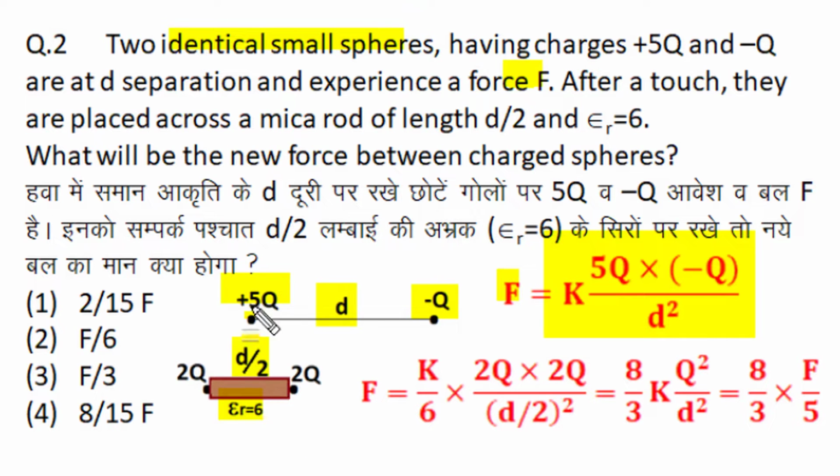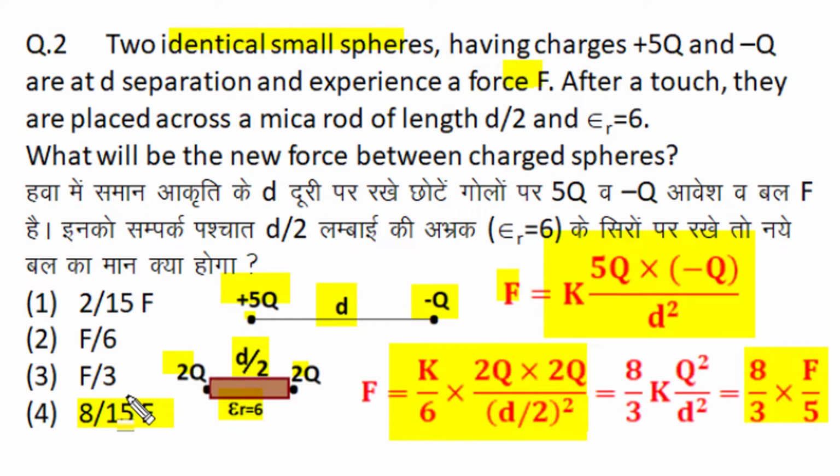So when the 2 identical shaped spheres are touched, the total charge, if we add plus 5q and minus q, becomes 4q, and it will be equally divided as 2q each. And 2q at d by 2 separation in a medium of dielectric constant 6 would have a force given by this yellow highlighted relation, and it is 8 by 3 kq square by d square, and kq square by d square is F by 5. So the new force is 8 by 15 F, and it is opposite to the previous force.